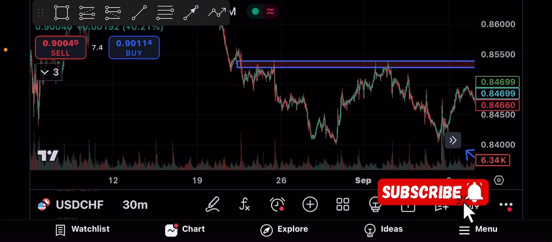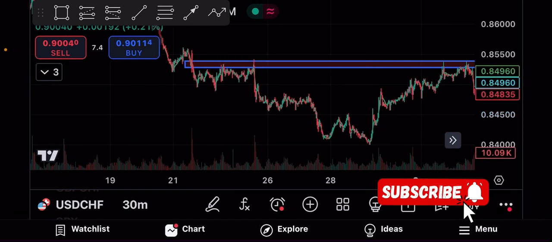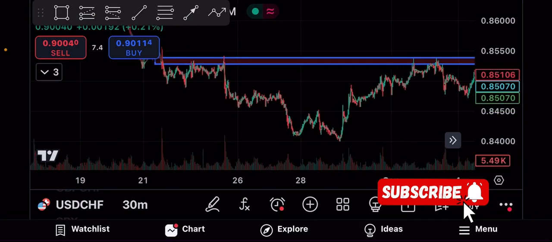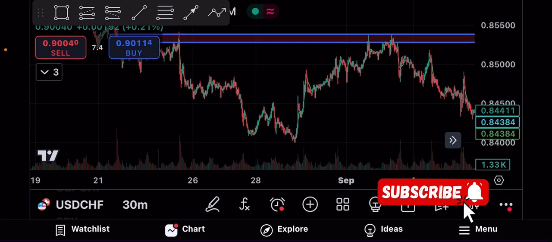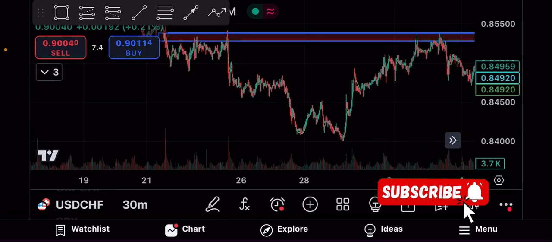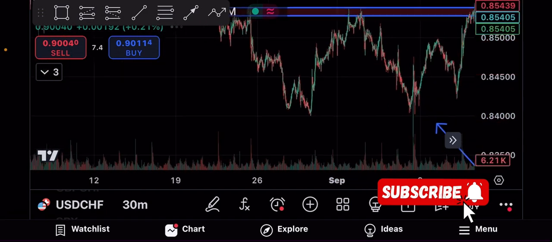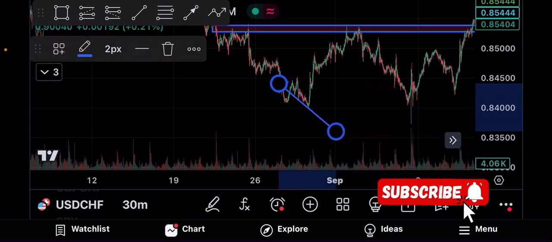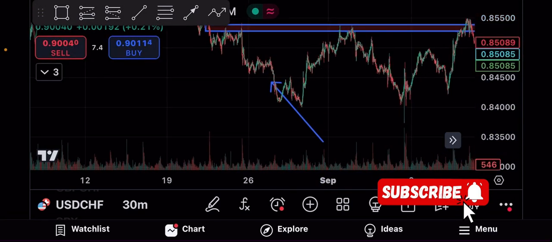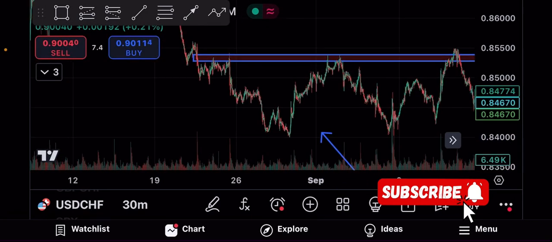Okay, so now if you had to take a trade based on the resistance level, probably over here, since price rejected here, also rejected here, you wait for price to come back to the resistance level before you take a sell position.